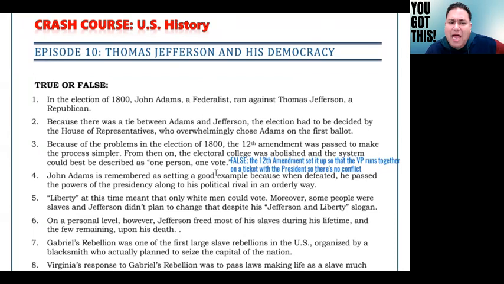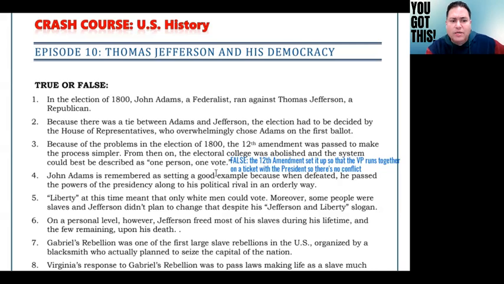Number two, because there was a tie between Adams and Jefferson, the election had to be decided by the House of Representatives, who overwhelmingly chose Adams on the first ballot. No, in the election of 1800, it wasn't a tie between Adams and Jefferson. It was a tie between Jefferson and Aaron Burr. Aaron Burr, who famously, by the way, shot and killed Alexander Hamilton in a duel. So that part is wrong. It's not Adams and Jefferson, it's Burr and Jefferson.